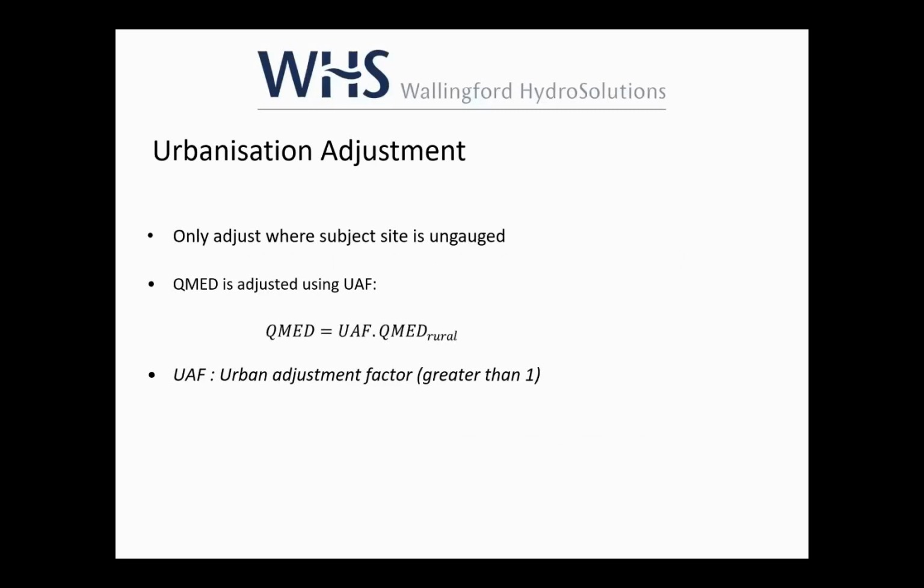So just a quick note on urbanization. You may have noticed that the catchment descriptor equation, which the QMED estimate at ungauged sites is based on, doesn't include a term for urbanization. Therefore, we need to adjust this. And the way we do this is using an urban adjustment factor. So we multiply our QMED rural value by a UAF. The UAF will be 1 if our catchment is completely rural, so there'll be no impact by urbanization. The greater urbanization is, the higher that value goes above 1.